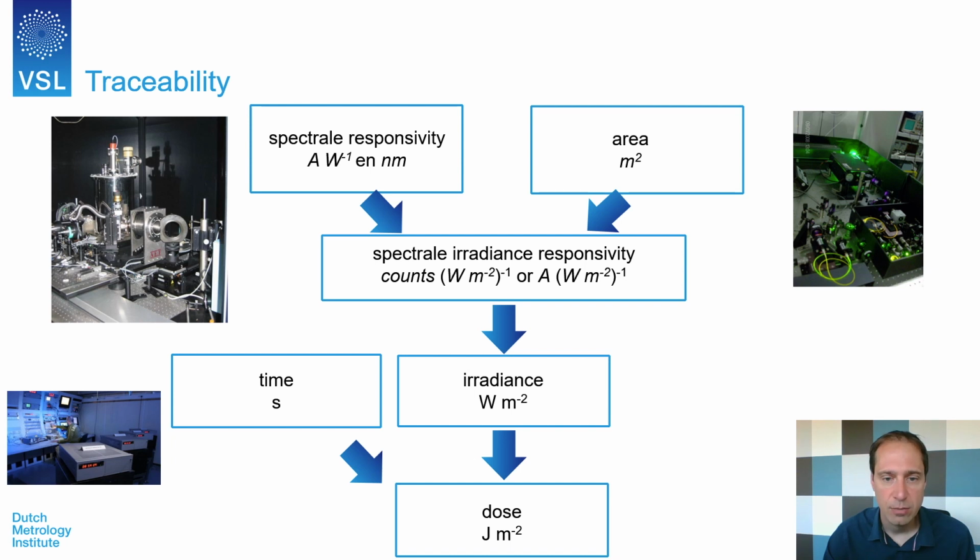So how do we provide traceability for spectral irradiance? First of all, we start with the unit of optical power. This is derived using an absolute cryogenic radiometer that you see here on the left. Then we also need to include area, so we need some length measurements. These are traceable to the frequency comb that you see here on the right. Combining those two, we can determine the spectral irradiance responsivity of a detector or a spectral radiometer. This device can then be used to measure the spectral irradiance in watts per square meter. Combining this with the unit of time, we can compute the dose.